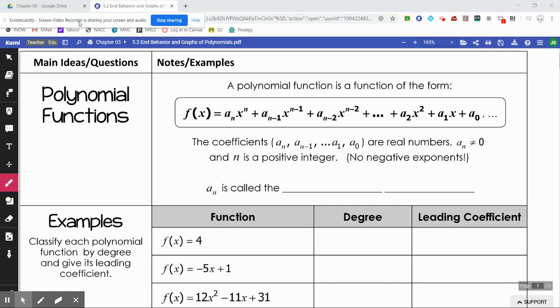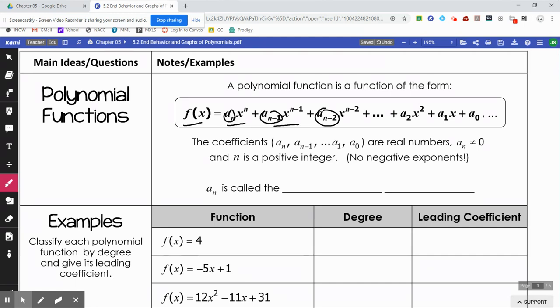Okay, in this video, we're going to be talking about polynomial functions and end behavior. First off, again, a polynomial function is a function of the form f of x or y equals a sub n x to the n, plus a sub n minus 1 x to the n minus 1, and so on. These a numbers out here are called coefficients. These are real numbers, 1, 3, 1/2, 4.